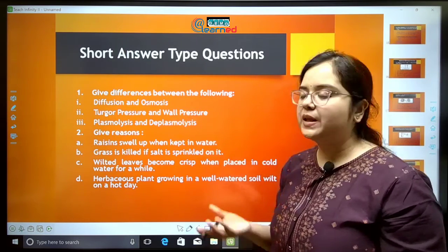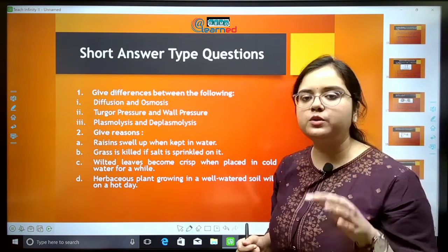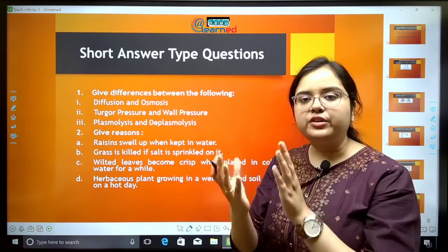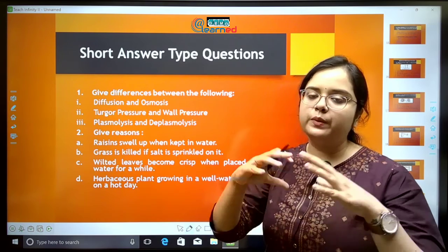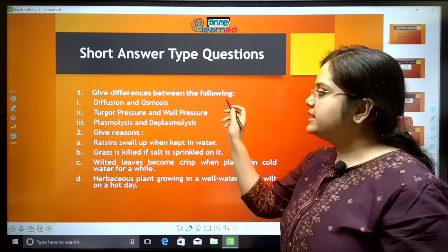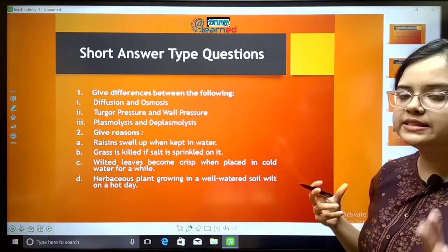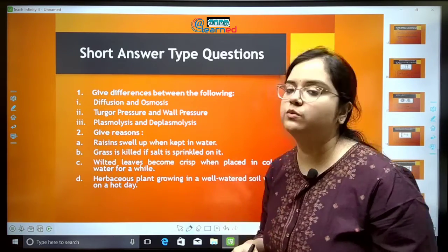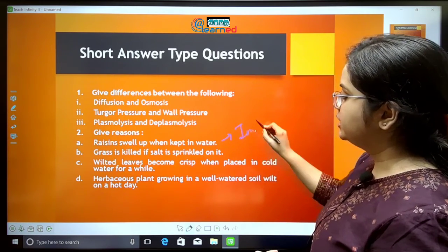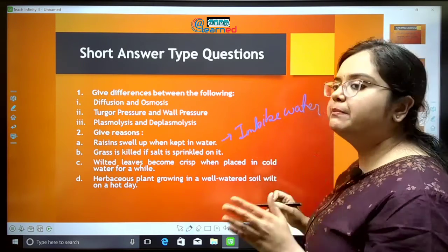Plasmolysis, deplasmolysis, just put up the definition and write. Plasmolysis is the constriction of the full cellular material when it is placed in a hypertonic solution. Deplasmolysis is the regaining of the original normal cellular structure where again the cellular contents are dispersed throughout. Okay, these are the differences. Now, reasons. You have to name the phenomenon and describe it basically. Raisins swell up when they are kept in water. When raisins are kept in water, they imbibe water. Don't use absorb. Use imbibe. Now that you know the term imbibe water.